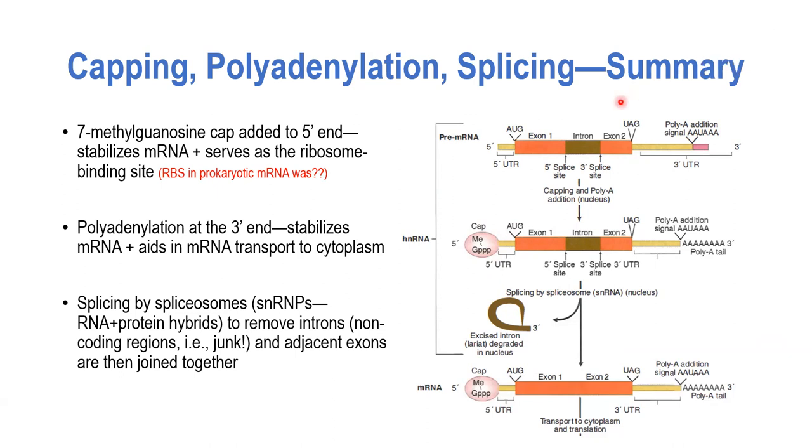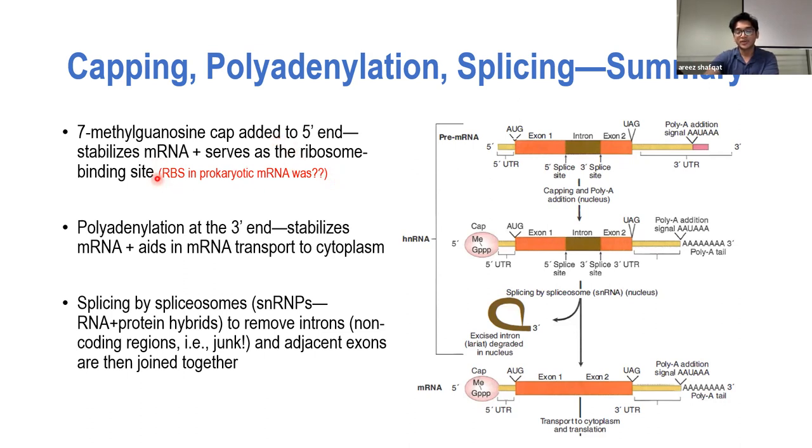Yes. Can you repeat this, please? Sure. So mRNA or pre-mRNA is inherently unstable, all right? So what you do to stabilize it is you add a 7-methyl guanosine cap to the 5' end of this mRNA. That will stabilize this mRNA, but also it serves as the ribosome binding site. It's similar to the Shine-Dalgarno sequence in prokaryotes. So prokaryotes in the 5' UTR have a Shine-Dalgarno sequence. Our mRNA has a 7-methyl guanosine cap at the 5' end, which serves as the ribosome binding site.